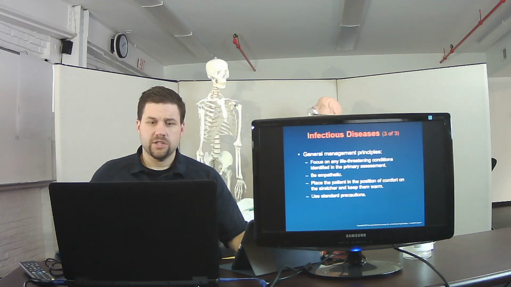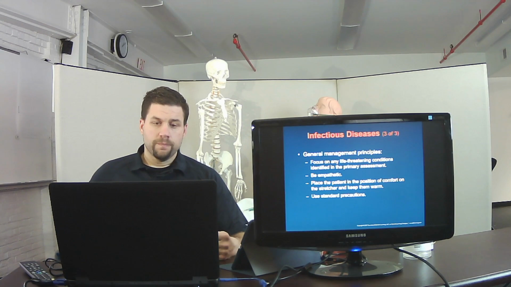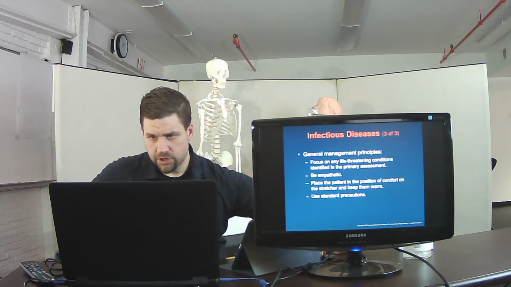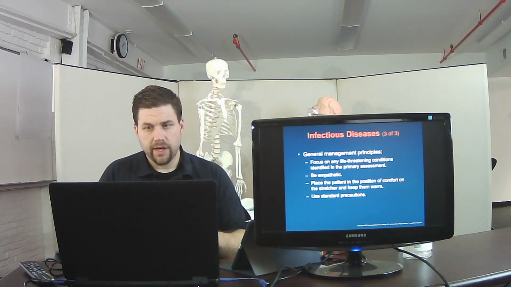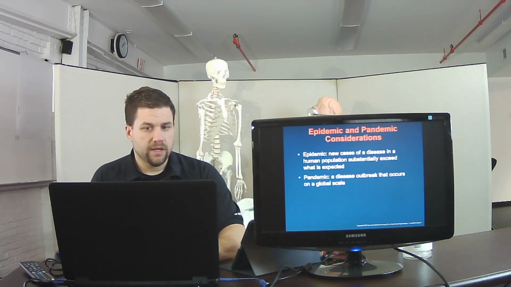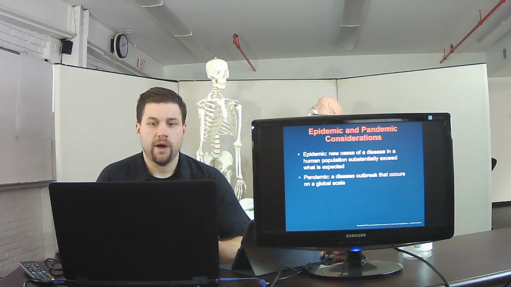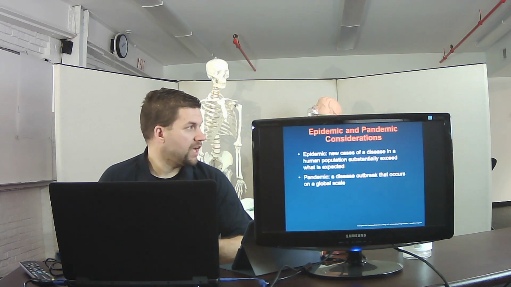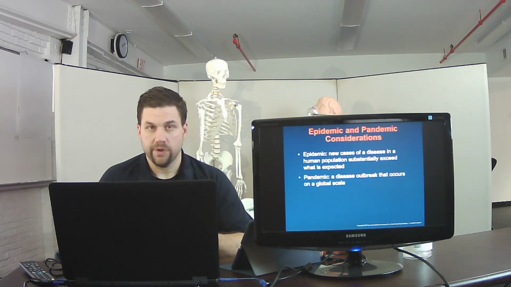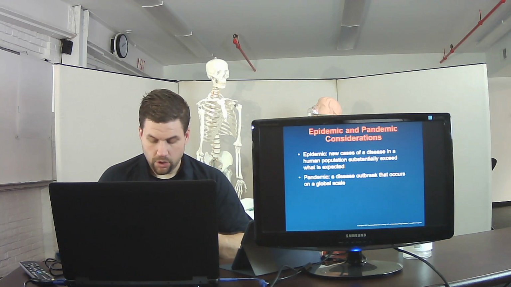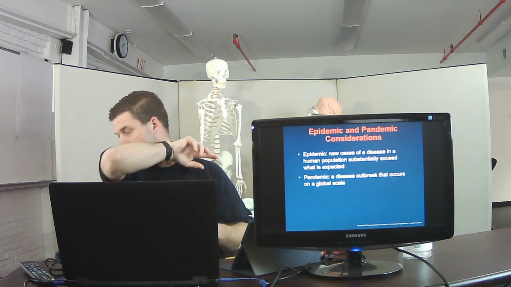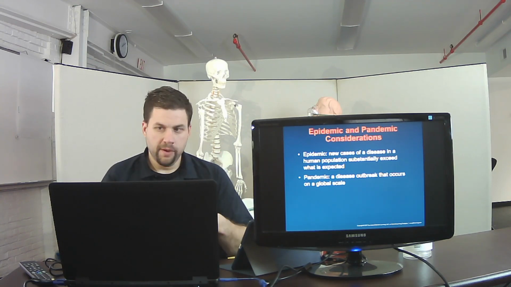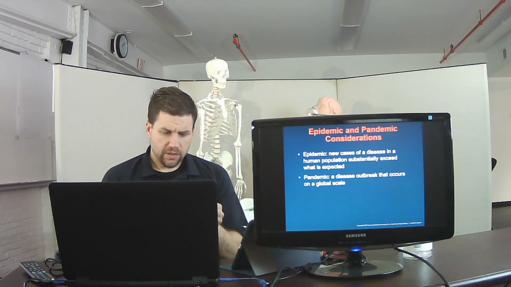We're going to place the patient in a position of comfort. On the stretcher, we're going to try to keep them warm. We're going to use our standard precautions. Sometimes in an epidemic, right? So an epidemic is new cases of a disease that the human population substantially exceeds what's expected. Pandemic is a disease outbreak that occurs on a global scale. So we started off with an epidemic and now we've hit a pandemic where the COVID-19 is spreading around the globe.